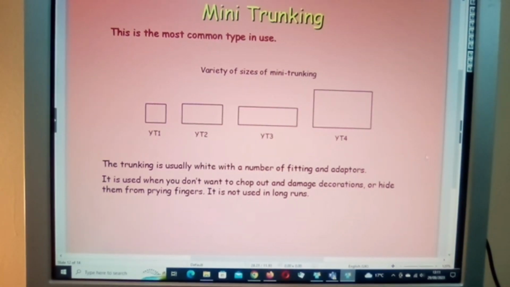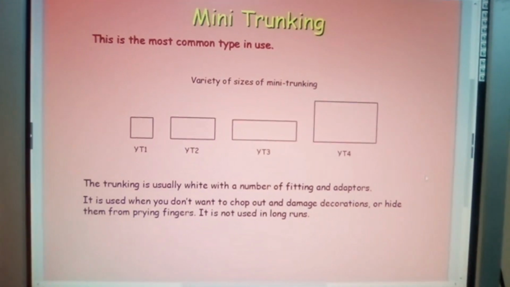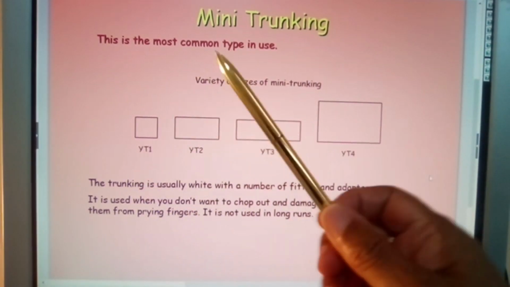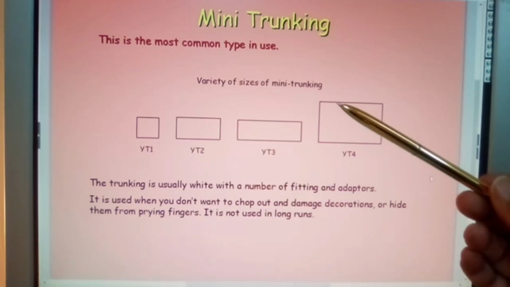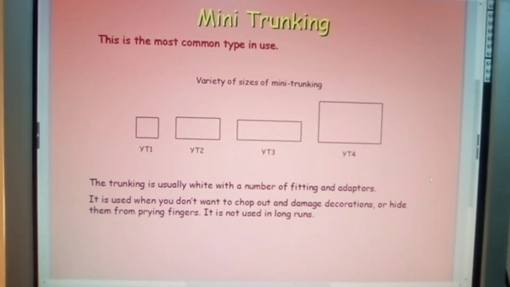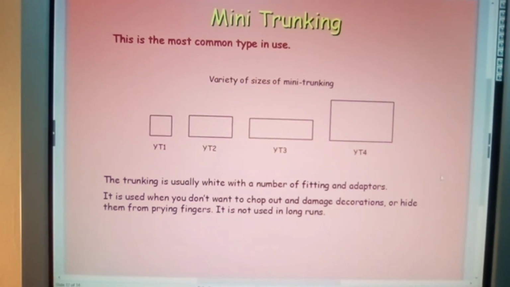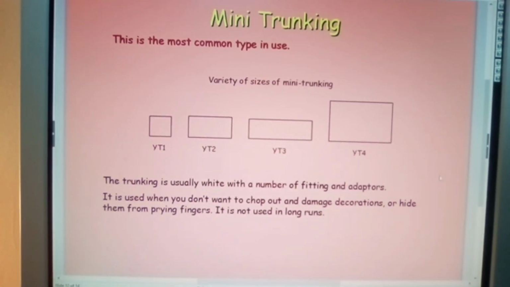And here we have the various types of plastic trunking, mini trunking. This is the most common type in use, YT1, YT2, YT3 and YT4, and that is correct. They're still current to now, but always refer to your IE regs to make sure that there has not been any changes or any addition to this mini trunking range. That is your responsibility. Make sure you comply.